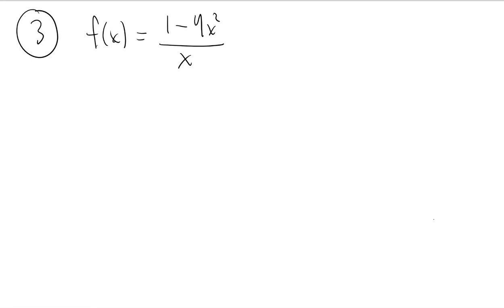Okay, so part A says state f prime and identify the values for which x does not exist. So that sounds like that might be at least 2 points. It's asking for 2 things.